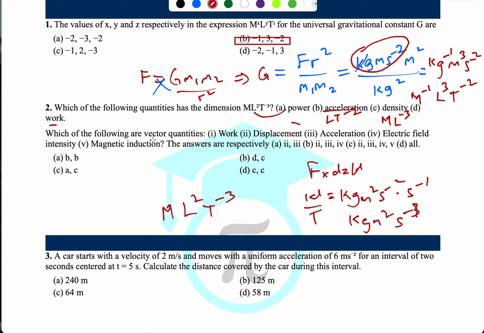And then it says, which of the following are vector quantities? Work is not a vector quantity. Displacement is a vector quantity. Acceleration is a vector quantity. Electric field intensity is a vector quantity. And also, magnetic induction is also a vector quantity. So that implies that we have combination 2, 3, 4, and 5. So the correct option here is C. So therefore, the combination of the correct answers will be A, C.